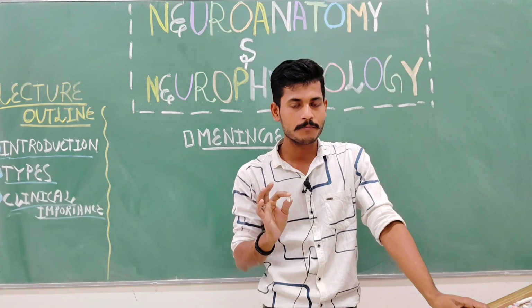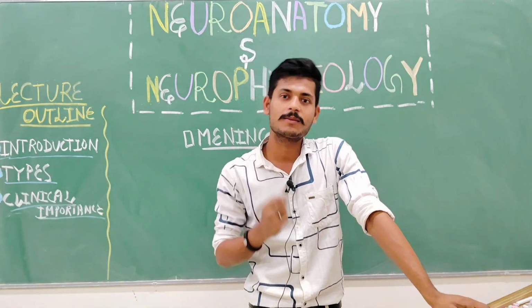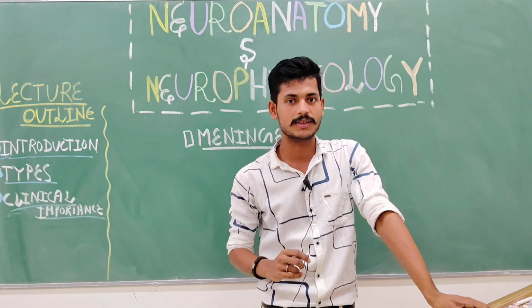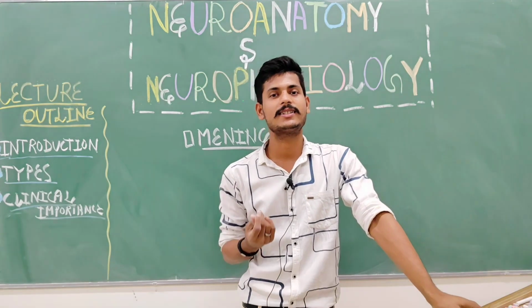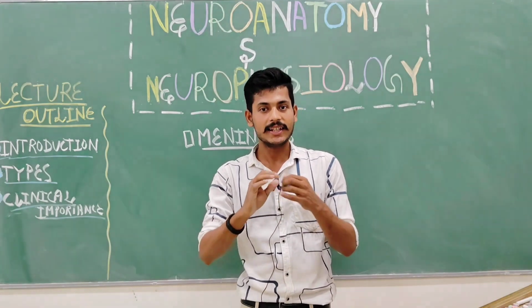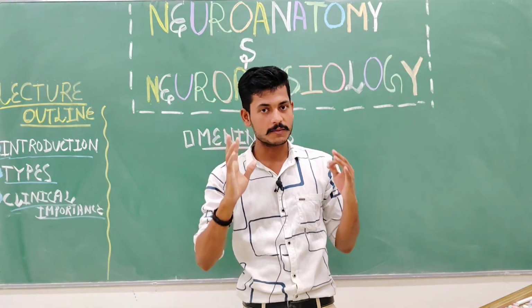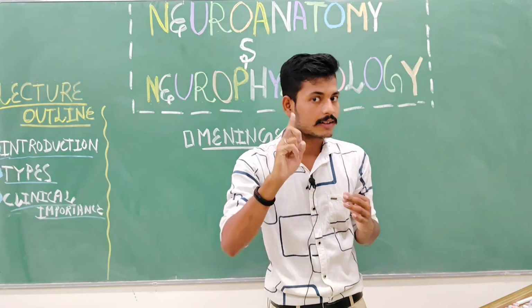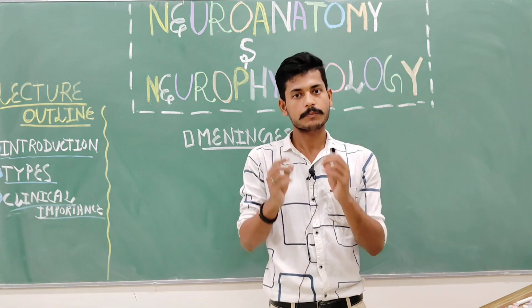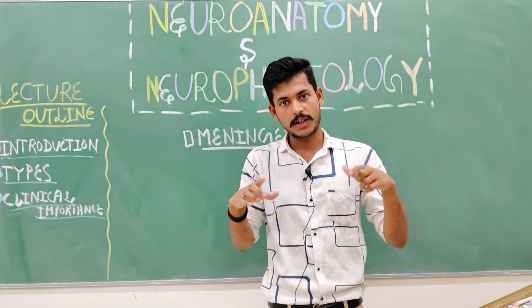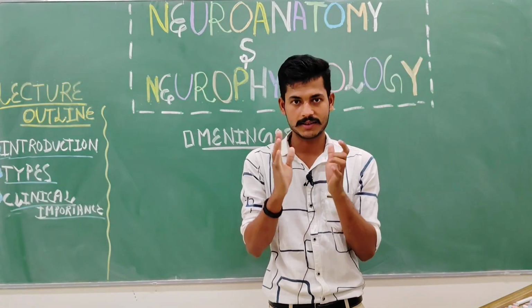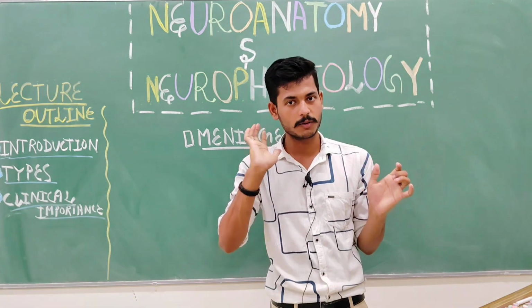Understood? No problem. So in the central nervous system there are many protections, but one of the protections is the meninges. Meninges are basically layers which cover the entire central nervous system. Shall I repeat once again? The meninges, which are membrane-like structures, cover the entire central nervous system. Keep it in your mind always.